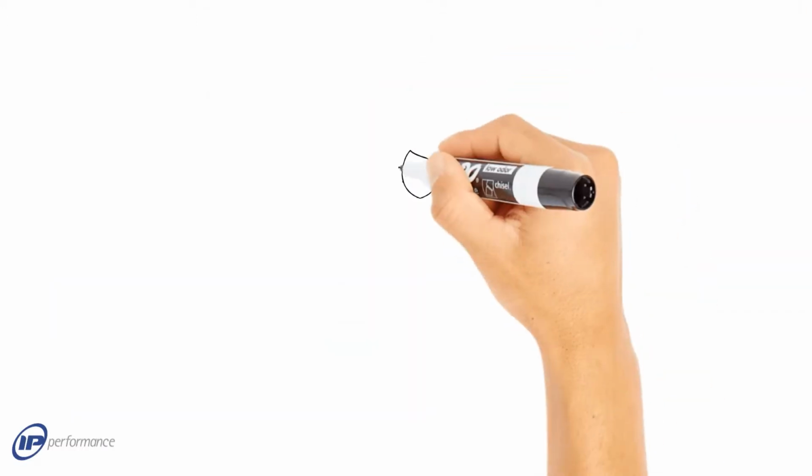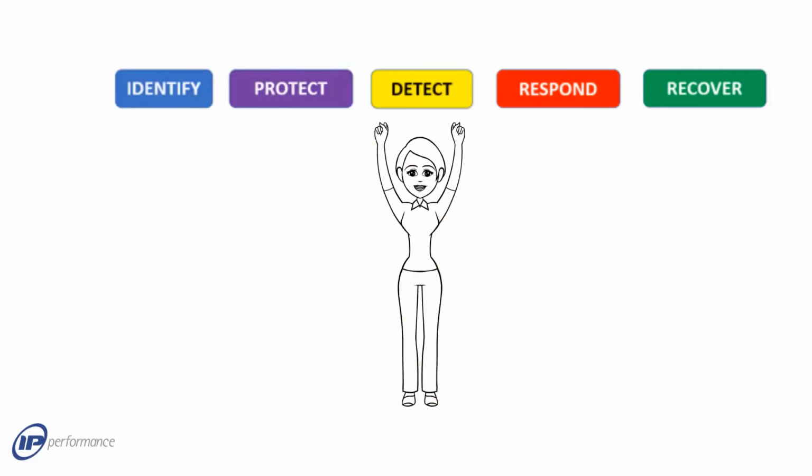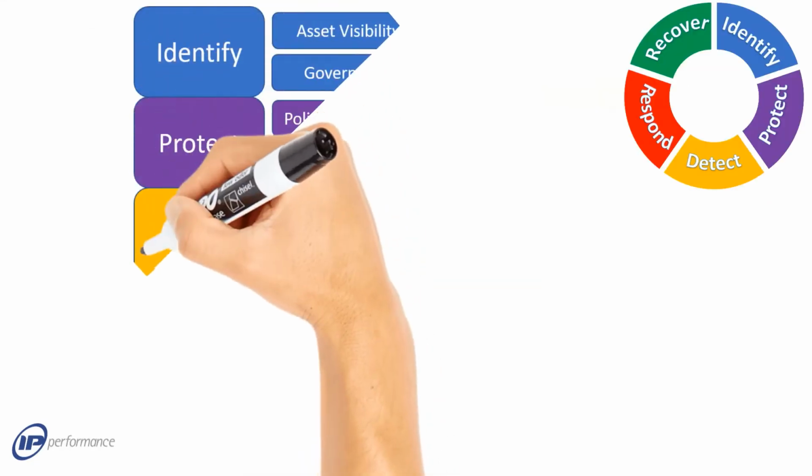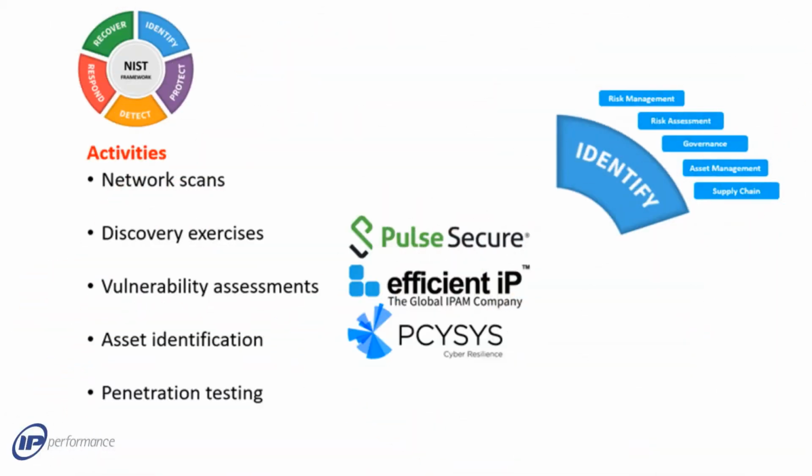The framework itself is made up of 5 functions: identify, protect, detect, respond, and recover. The functions are further broken down into 23 categories, and underneath those categories are 108 subcategories. As you can see, the identify function is a typical starting point for the security process.